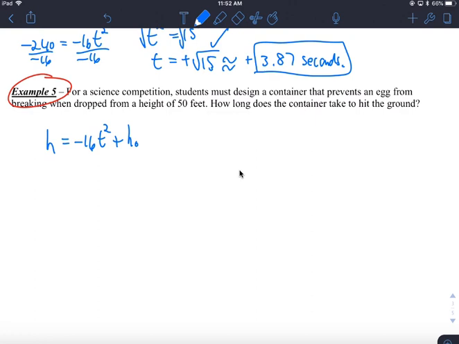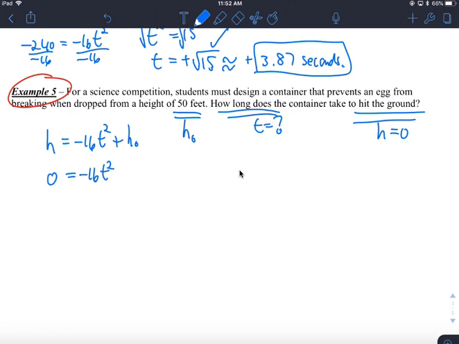So you drop the egg from a height of 50 feet. That's my initial height, which is h sub 0. How long does it take? Again, it's a time question. What is the time to hit the ground? My height after t seconds is 0 again. It's on the ground. How high am I after t seconds? I'm on the ground, which is 0 height. And so again, you do the same thing. 0 equals negative 16t squared plus h sub 0, in this case 50.